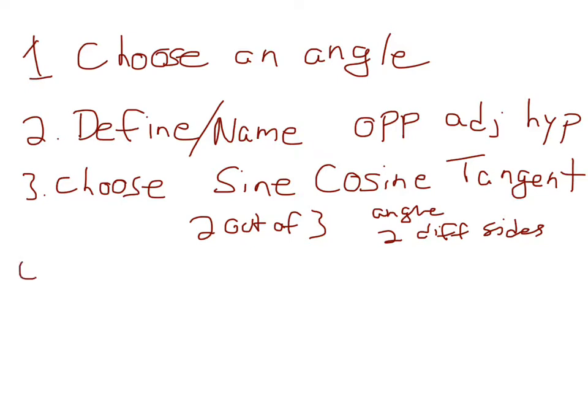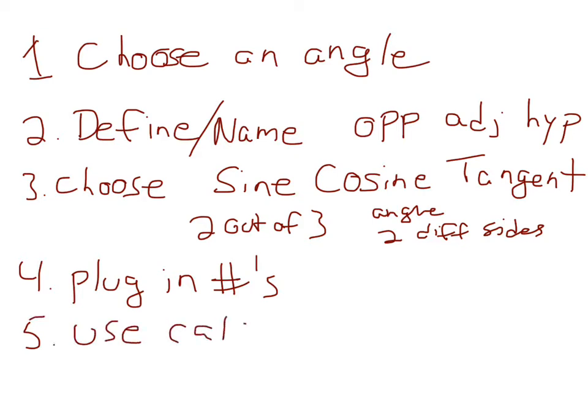Step 4, you're going to plug in your numbers. Plug in the numbers that you know, usually an angle and a side. Then you're going to use your calculator to find the value of sine, cosine, or tangent. And then step 6 finally is simply solve the ratio. A little bit of algebra there. Solve the ratio to get the desired side.